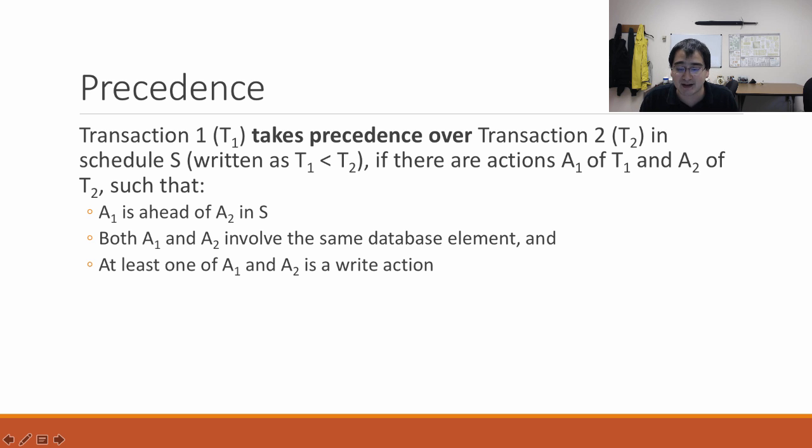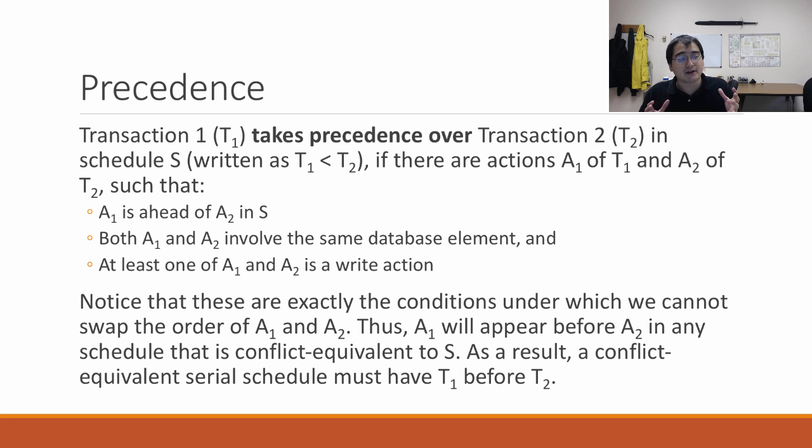That's just another way of saying the same thing. And now notice, these are the exact same conditions under which you're not allowed to swap the order of A1 and A2. So if A1 appears before A2 in any conflict equivalent schedule to S, and they conflict, you better have a serial schedule where T1 happens before T2.